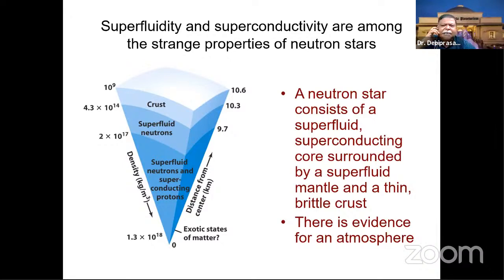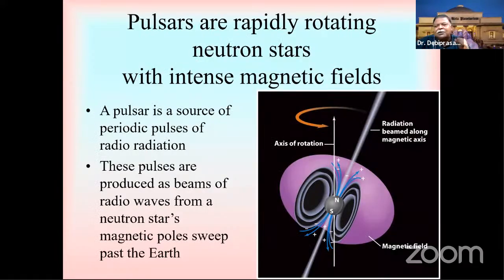And with tremendous density and tremendous spin, it can create a collimated beam of light along the magnetic axis. And with the spin, this beam of light will create a cone in the sky. And if our line of observation cuts that cone, we get to see regular pulses. Blip, blip, blip, at very, very precisely regular intervals, milliseconds. And those are called pulsars. So you see, the most accurate clock in the cosmos is not made by humans. It's made in the cosmos itself, called pulsars.